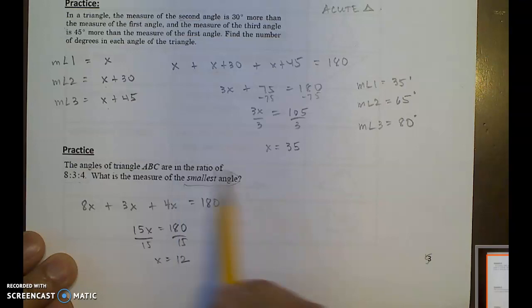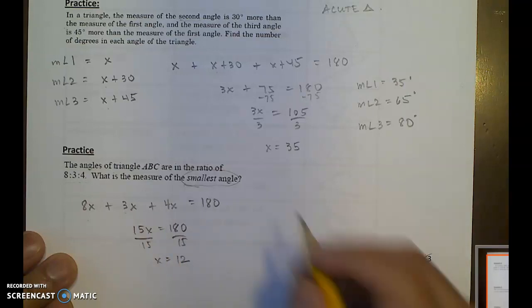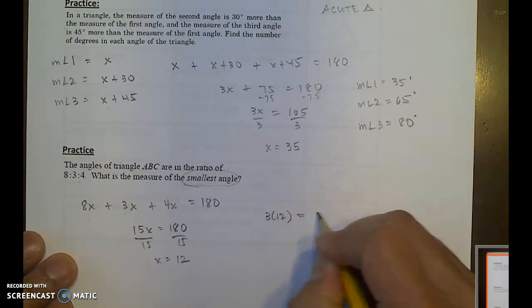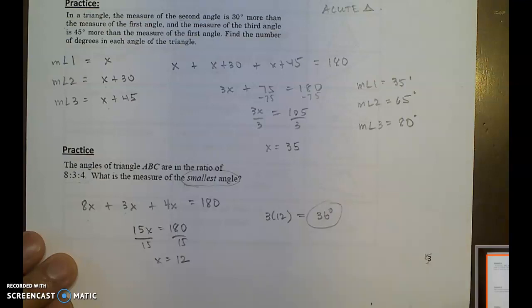Here they only want the smallest angle, so again we only want to find one of those. Of these three, we're going to pick this one, because this one represents the smallest angle. So we're going to do 3 times 12, and that equals 36. So 36 degrees is the measurement of the smallest angle.